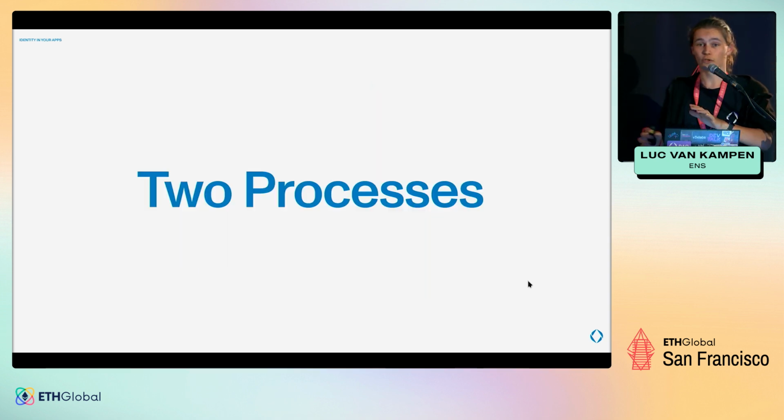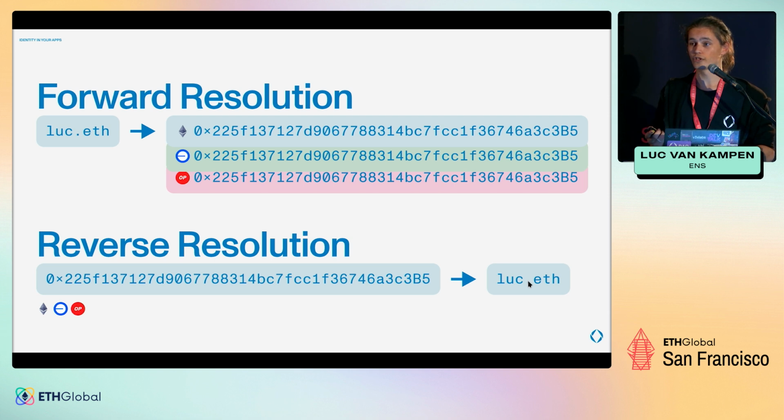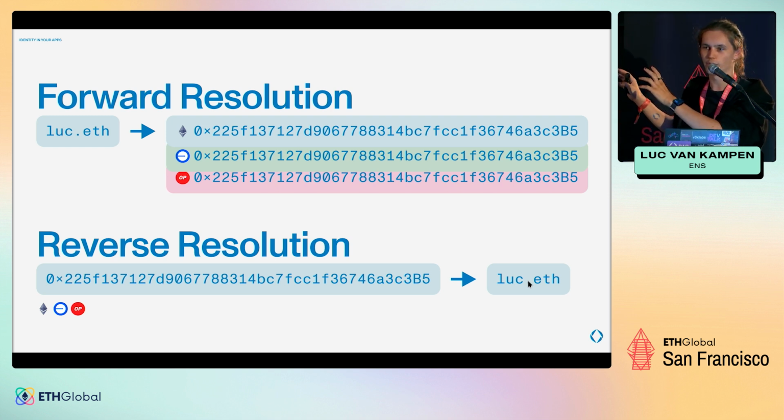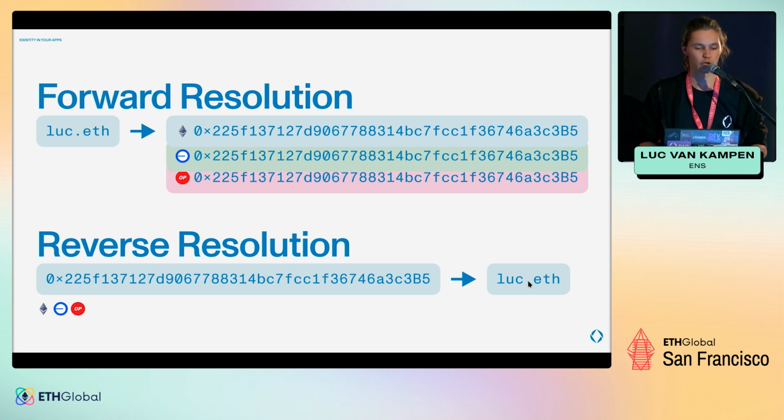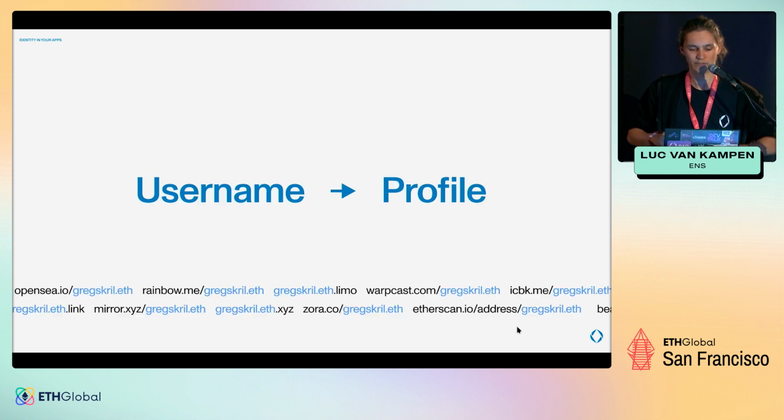So ENS is a two-step process. There's forwards resolution, which is from name to address, for whichever coin type that is. And there's reverse resolution, which is from an address to a name. And so this allows us to let people sign into applications and then immediately show their username and their profile picture and their Twitter in the top right, or whatever information you want to show.